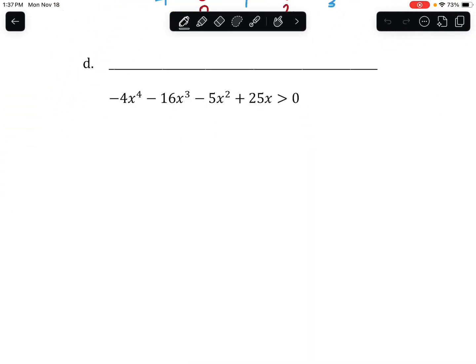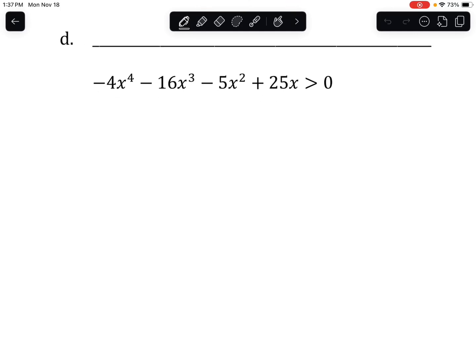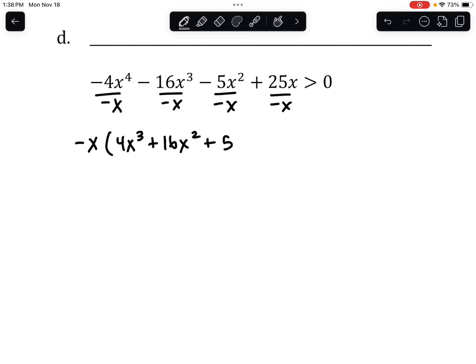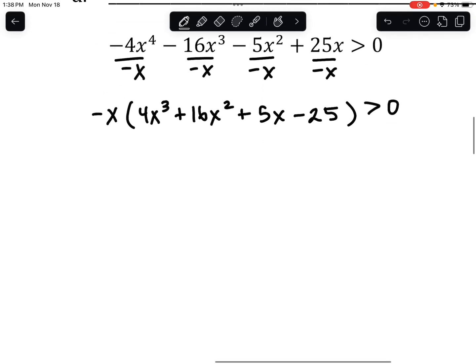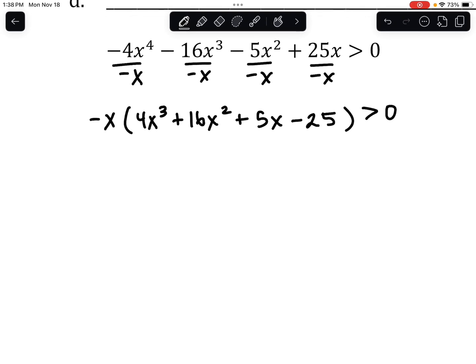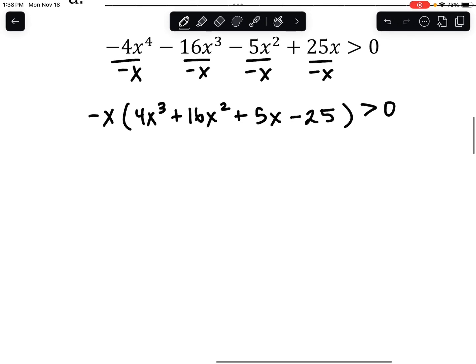Okay, for our last example, we're going to talk about what to do if you can't factor by grouping. And so the first thing you're going to want to do is factor out a negative x, because that would be a GCF. And that would leave 4x cubed plus 16x squared plus 5x minus 25. And then you don't want to flip the inequality because we didn't divide by the negative and get rid of it. We just factored it out of the left side. You only flip your inequality if you're dividing both sides by, say, a negative 1 and then getting rid of it.